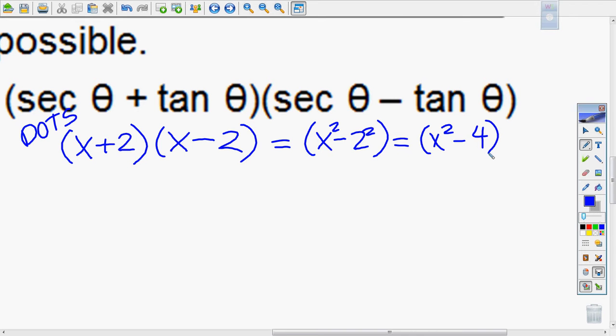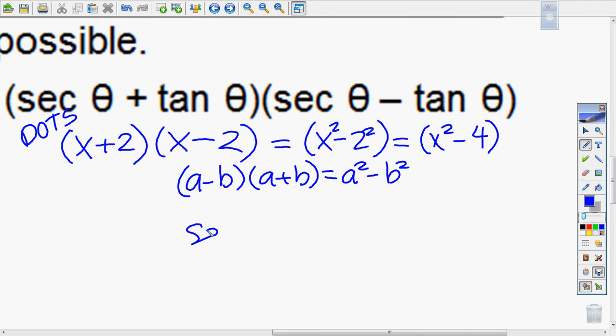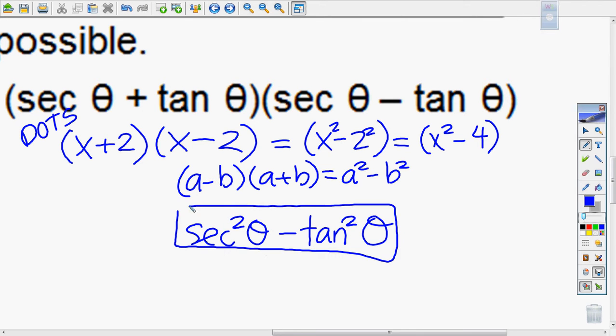The rule that you may have seen was A minus B times A plus B equals A squared minus B squared. That was your difference of 2 squares. So when I look here at the trig problem, do I have the same terms and opposite operations? Yes. So this is going to condense down to my first term squared minus my second term squared, which is tan squared theta. And that would be it, following the algebra rules.